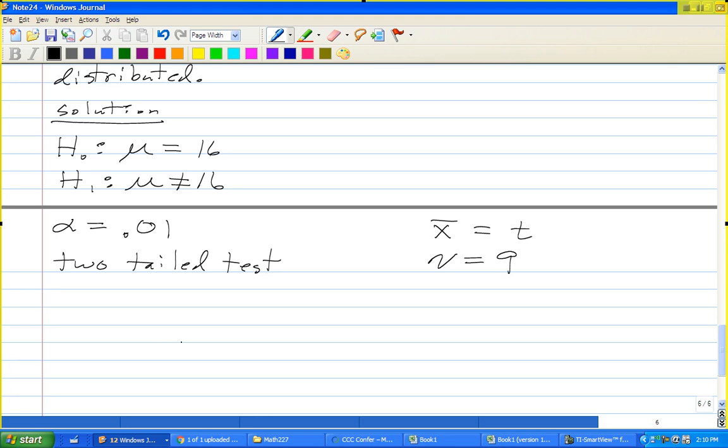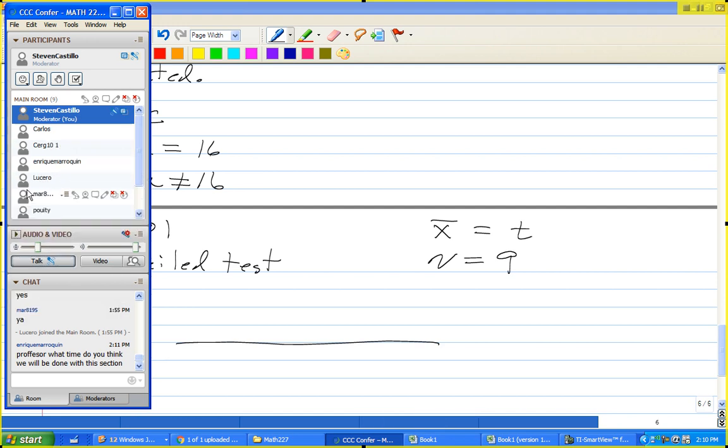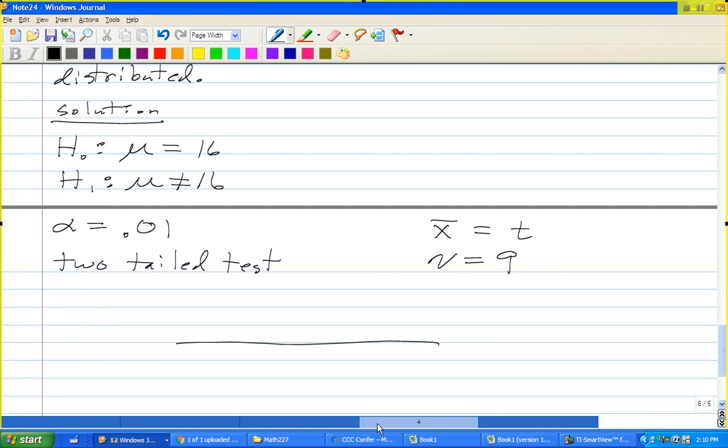And so let's draw this. I would say about 10 more minutes. So not much longer than that. I'd say 10 minutes will be done.